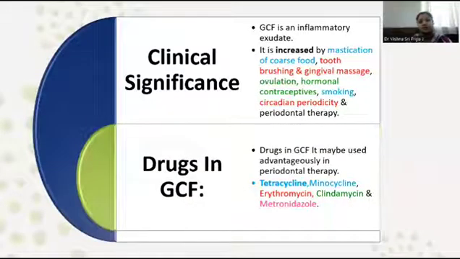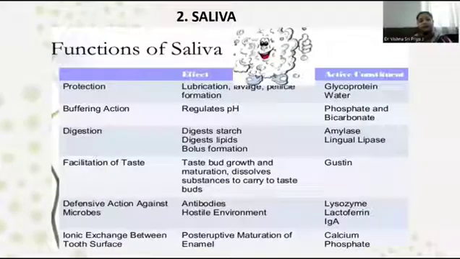Coming to the clinical significance of your GCF, it is an inflammatory exudate. It is increased by mastication of coarse food, toothbrushing, and gingival massage, during your ovulation, hormonal contraceptive usage, smoking, or as in a circadian periodicity, or after periodontal therapy. The commonly seen drugs in your GCF are tetracycline, minocycline, erythromycin, clindamycin, and metronidazole. Drugs in the GCF may be used advantageously in periodontal therapy.